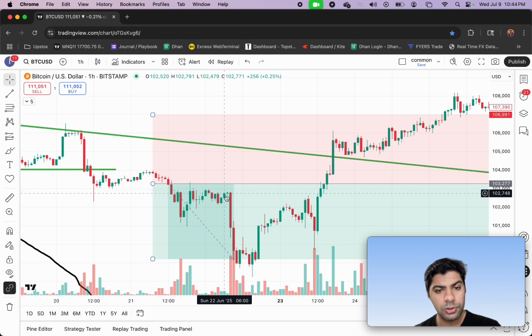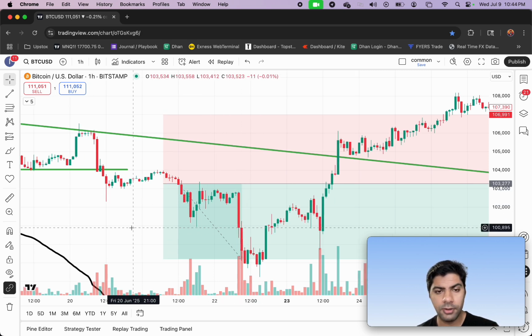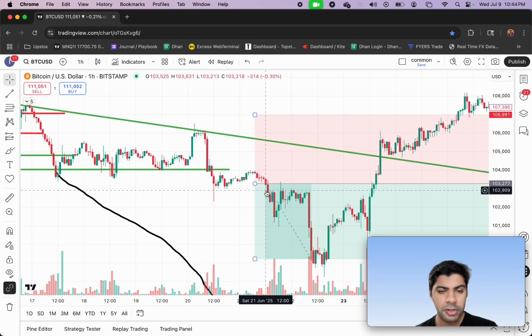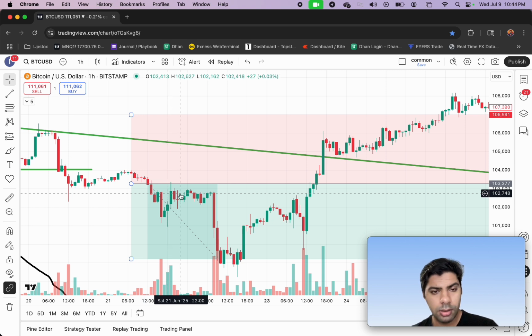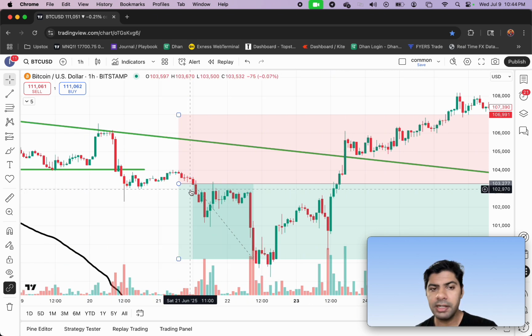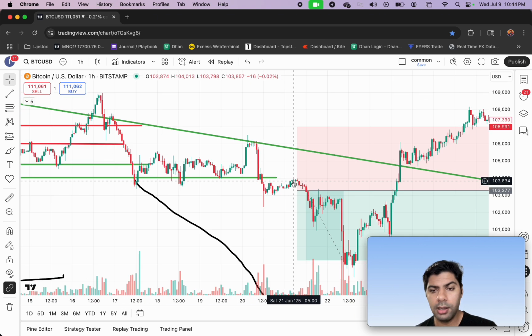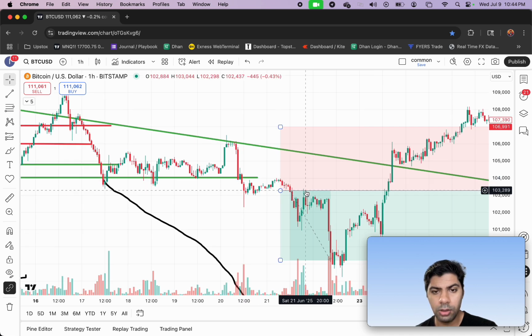So this trade also was part of a good analysis. Unfortunately, I could not book significant profits on this trade. However, I'm happy that the analysis was a good one.